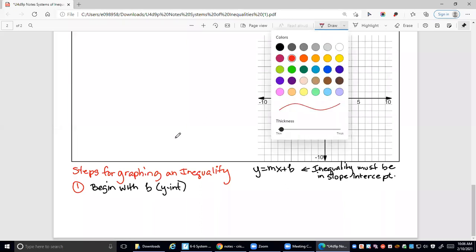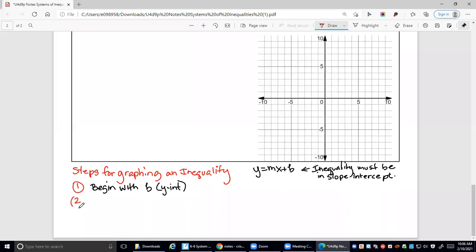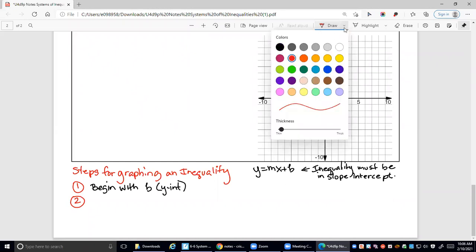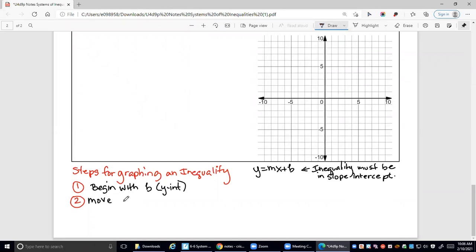Okay, step number 2. We move with, what tells us how to move? We move with m. You get it? See, begin, b, move, m, right? And we know that the slope is what m is referring to. That's our rise over run, right?